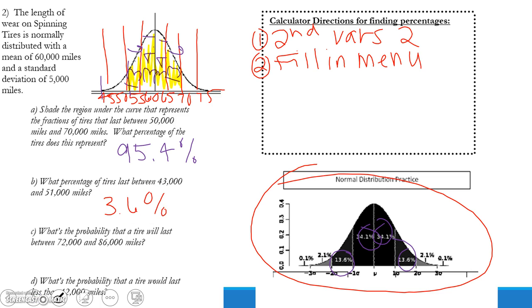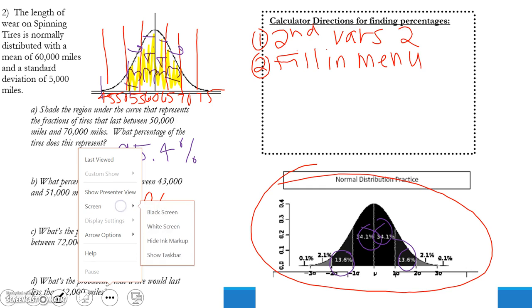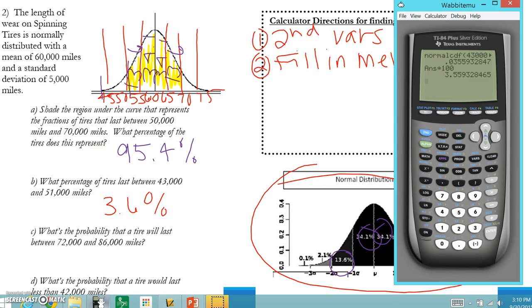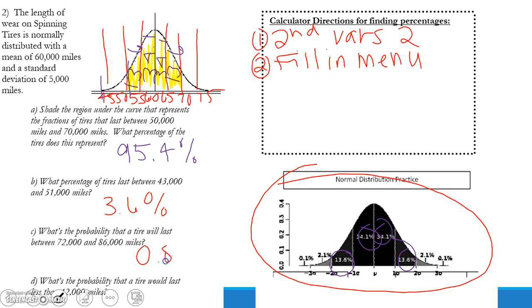Then it says between 72,000 and 86,000. So I do the same thing, second vars 2. You can do this for every percentage problem. If it says probability or percentage, it's the same thing. I change it to 72,000 this time, and I change this to 86,000. I keep the mean and the standard deviation the same. And I go down to where it says paste, hit enter, and times it by 100. So 0.82. Then it says what's the probability it would last less than 42,000.